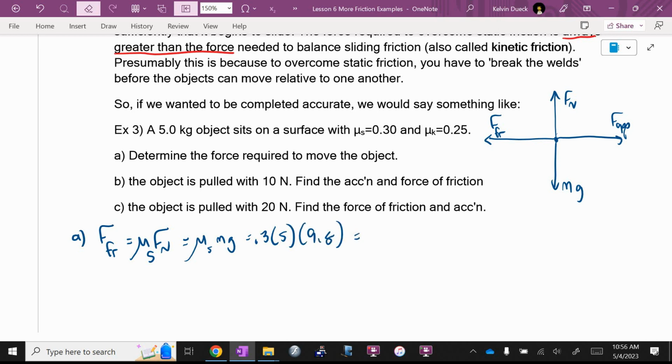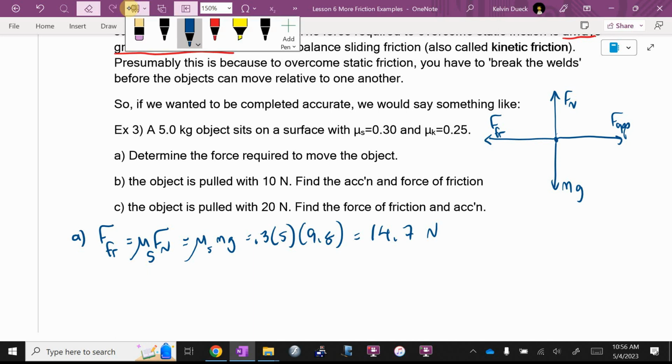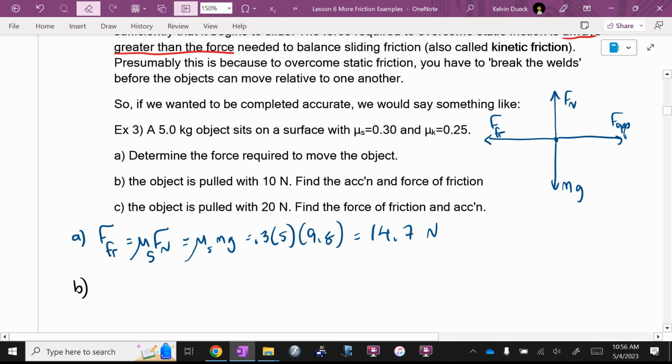Which is what? Do that one in your head. Well, maybe 5 times 9.8 is 49. It'd be 0.3 times 49. 0.3 times 50 would be 15. 14.7? Yeah. So, how hard do I need to pull to get this to start to accelerate? 14.7. Okay. So here we go. B.